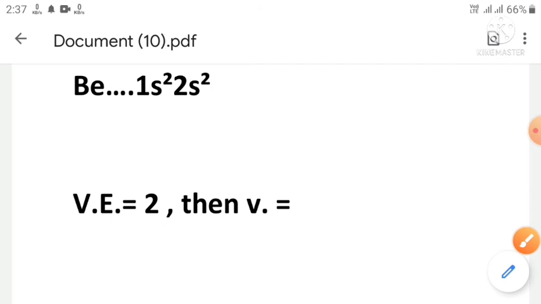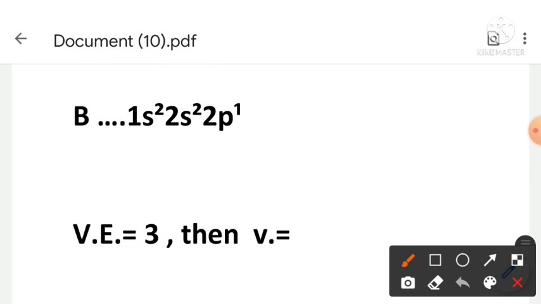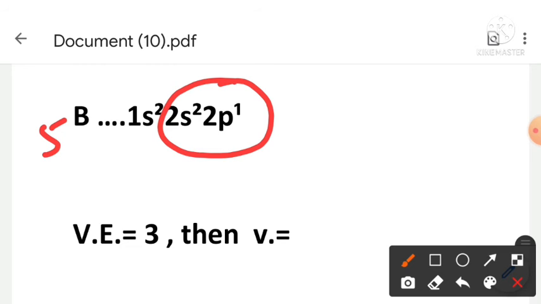Now we see next example, boron. We know that Z of boron is 5, so we write electronic configuration 1s2, 2s2, 2p1. Now outermost shell of boron is 2s2 and 2p1 and number of valence electron present in boron is 3. Then we know that if number of valence electron is 3, so valency is also 3.